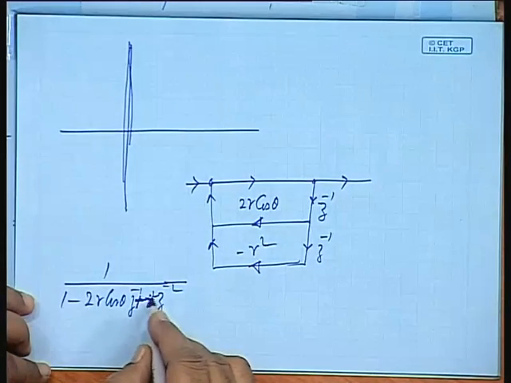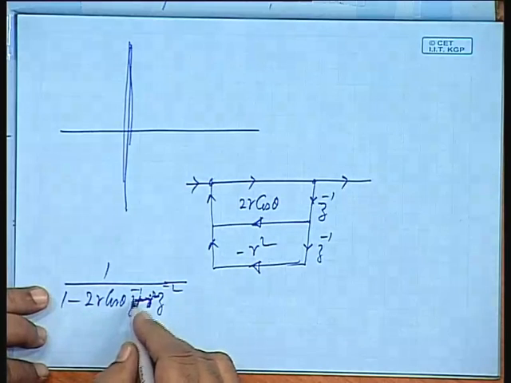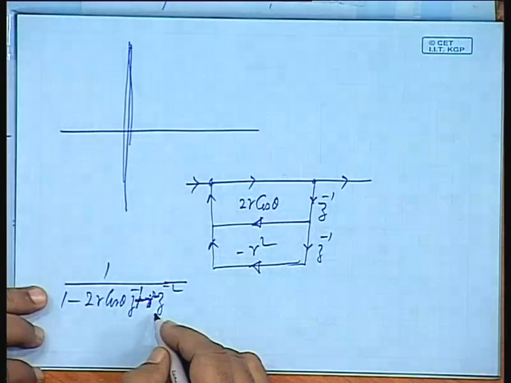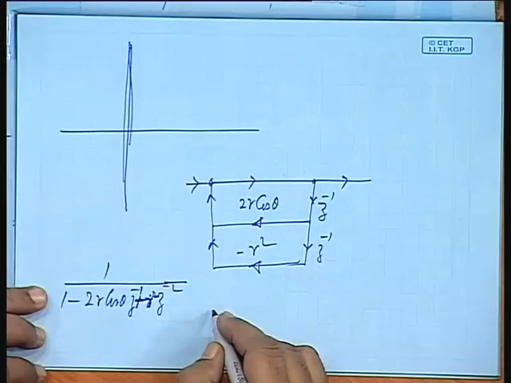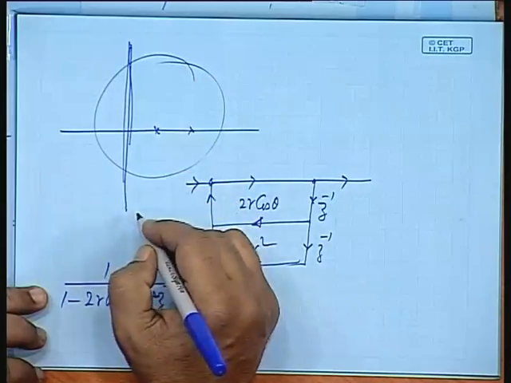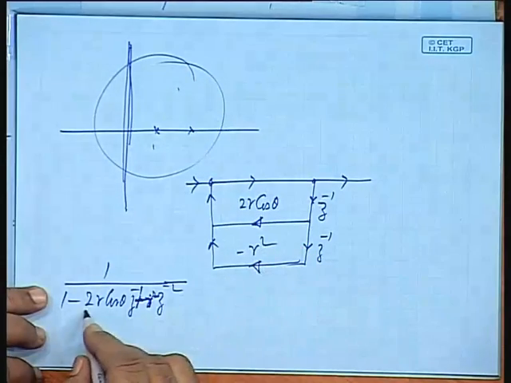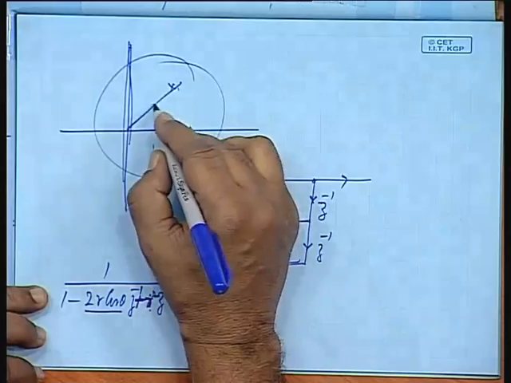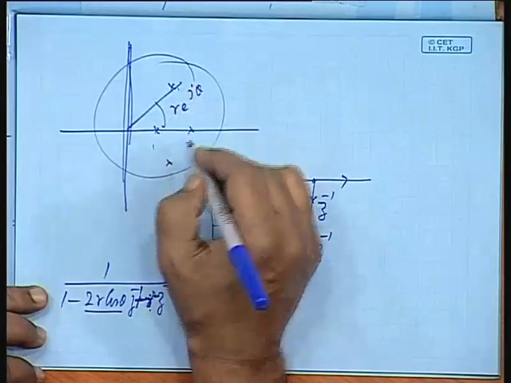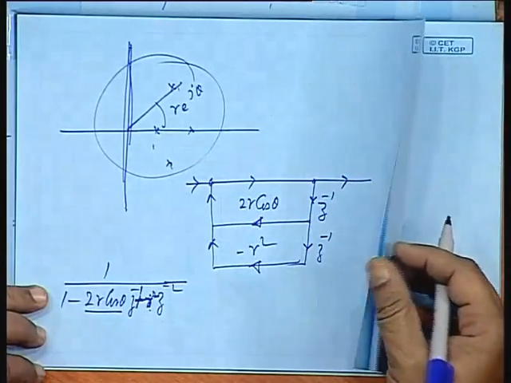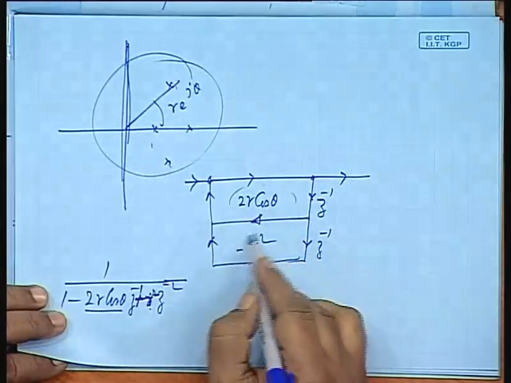Suppose we have the biquad representation like this, 1 minus 2r cos theta z to the power minus 1 plus r square z to the power minus 2. It is in a quadratic form. If the roots are simple on the real axis, then there is no problem. If they are complex, then we can represent them by this form. So, the roots are at r e to the power j theta and r e to the power minus j theta. Suppose we quantize these two quantities, then what are the possible values?